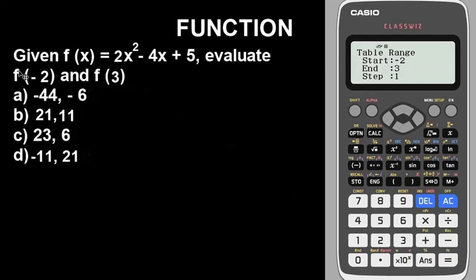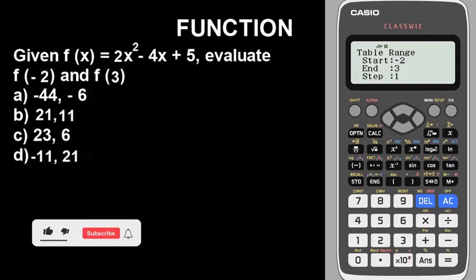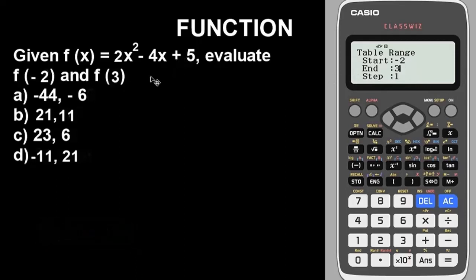Even the function, what we have here is, let's say it starts from 1, and ends at 6, in that order. But since we're having minus 2 and 3, the table range has to start from minus 2 and end at 3. So once you have done it, you press equal to, then step 1, press equal to. Okay, step 1, you can say that's correct, just press equal to.